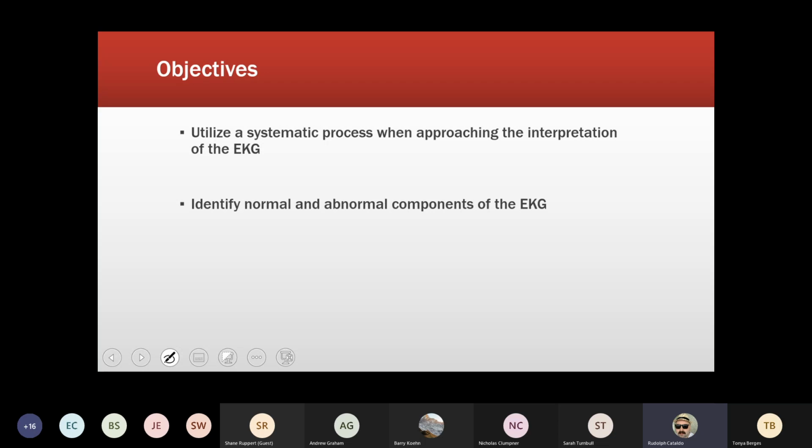You will figure out your own way of doing it, whether it's, hey, this is a narrow rhythm or this is a wide rhythm. And what I mean by that is any rhythm that is narrow is coming from above the ventricles. Any rhythm that is wide is from the ventricles. Narrow is regular to me. Wide means something is going on.